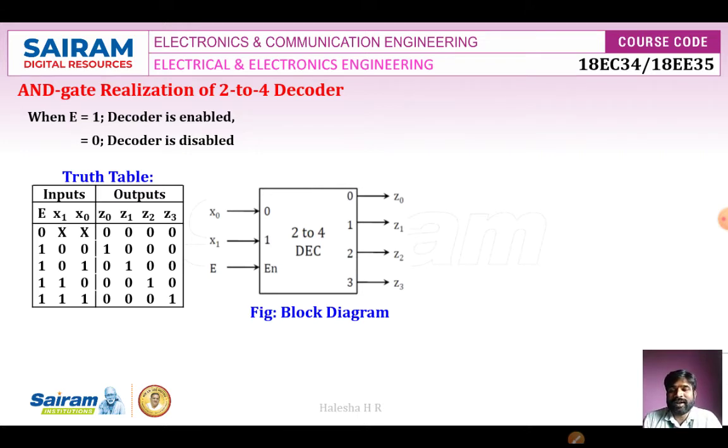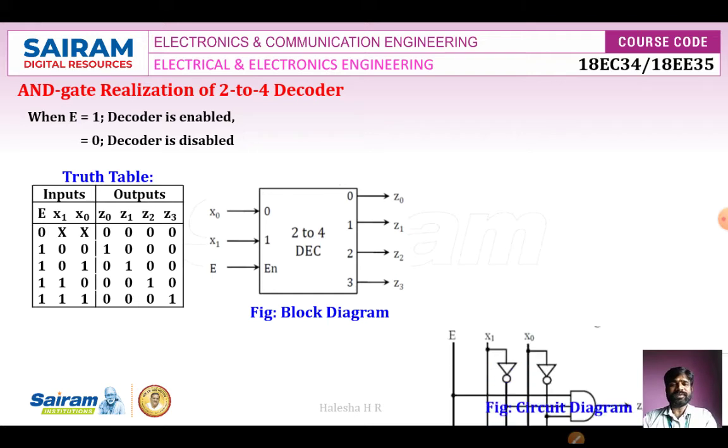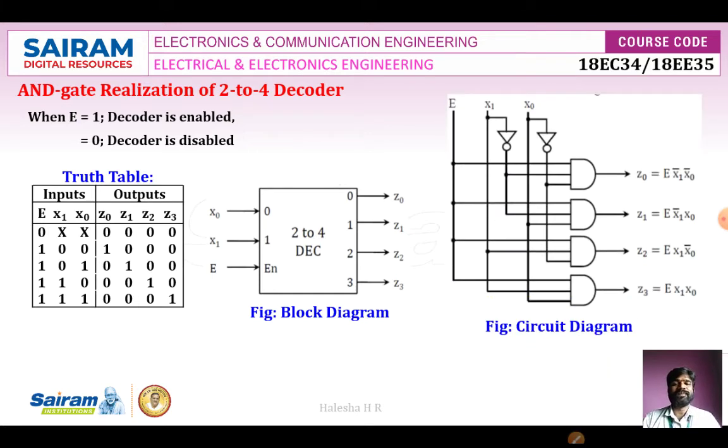And similarly observe the next 4 rows, E is 1. So that means the decoder is enabled. In the second row, X1, X0 is 0, 0. So Z0 is selected, 1, and the remaining are all zeros. And for the next row, X1 is 0, X0 is 1. So Z1 is selected, remaining all are 0. This is the truth table. So here we included enable inputs. Let's see the circuit diagram.